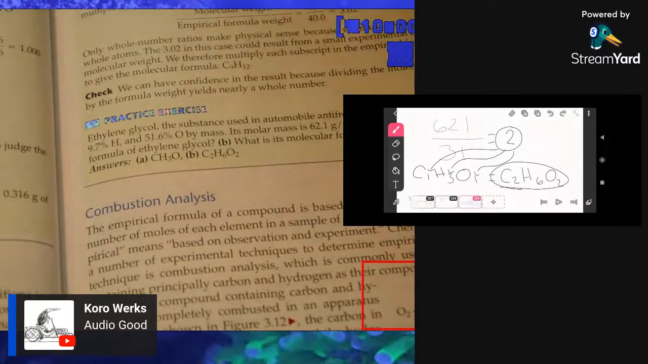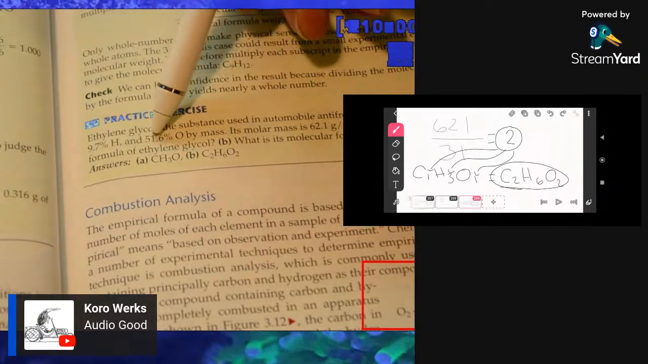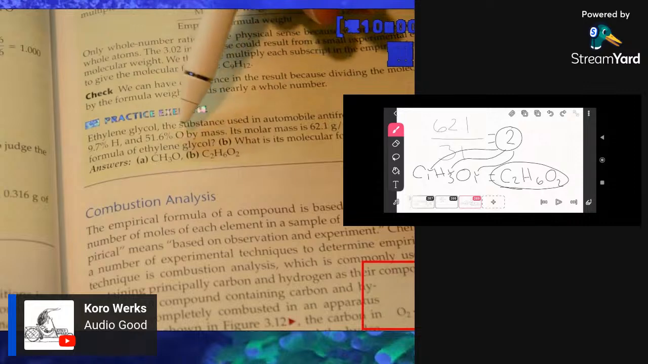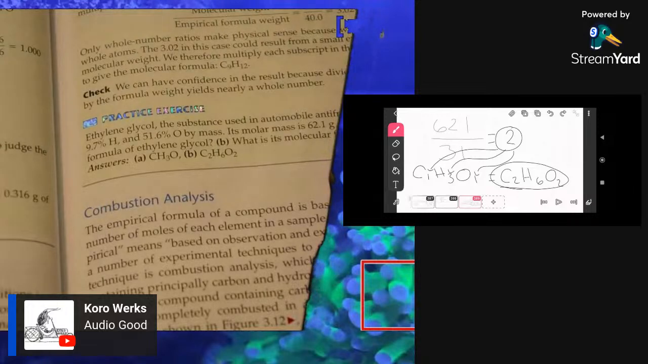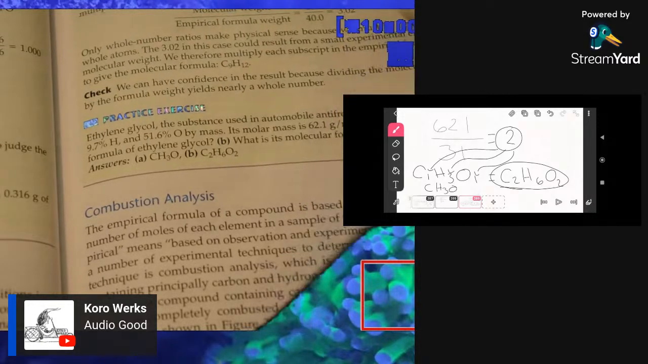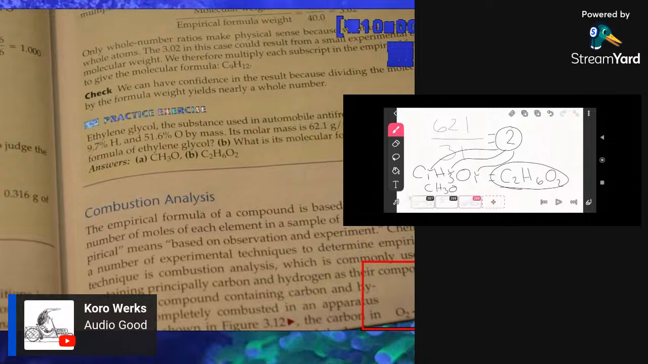In the book, if we read it, it's C1H3O1, which is the same thing that we got over here. Let me write it for you. This is how they write it in the book: CH3O. That's how they wrote it in the book, which means these two mean the exact same thing.